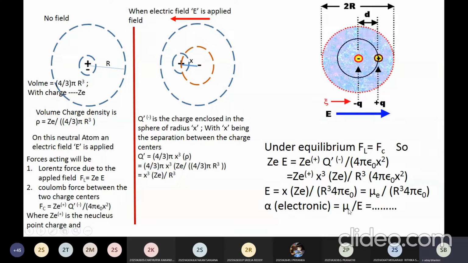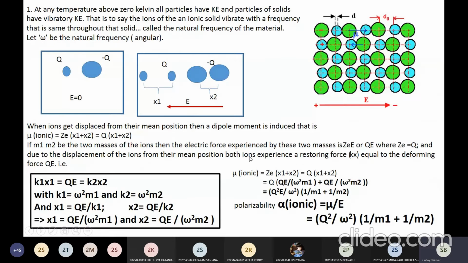where polarizability is nothing but dipole moment produced per applied electric field. This is the applied electric field, and I want you to calculate mu. What is mu? ZE into E. So you know this and you know the applied electric field. Substitute both of them.